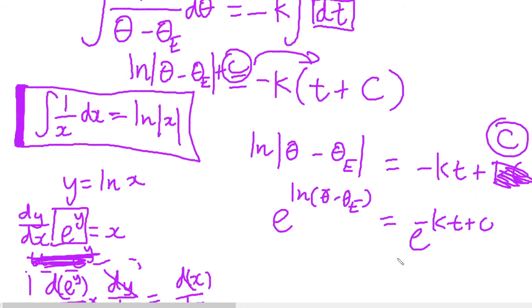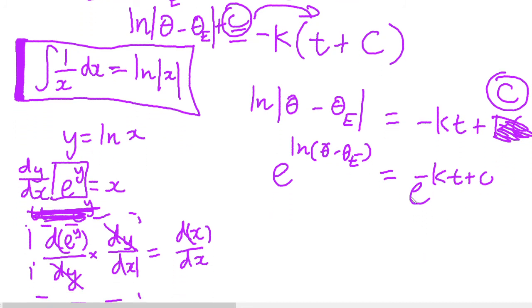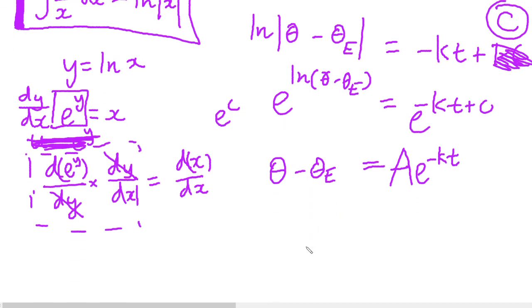And of course, when you have e to the something plus something, it is equal to e to the first thing times e to the second thing. So e to the c being a constant, we'll just call it a, because that's what you usually call constants that come out of e to the c. a times e to the minus kt is equal to, on this side, theta minus theta e. And finally, we get theta is equal to a e to the minus kt plus theta e.